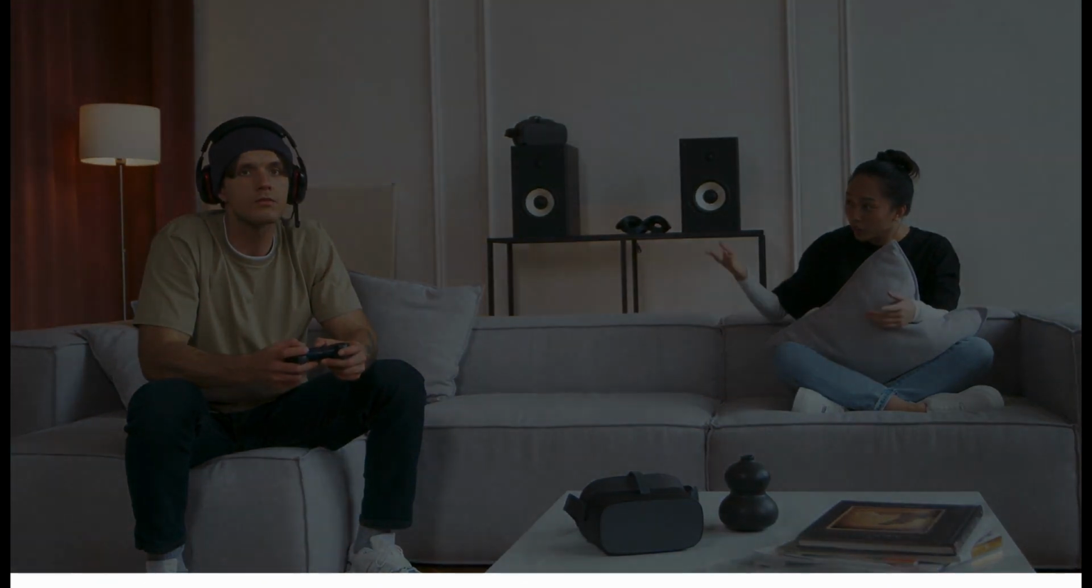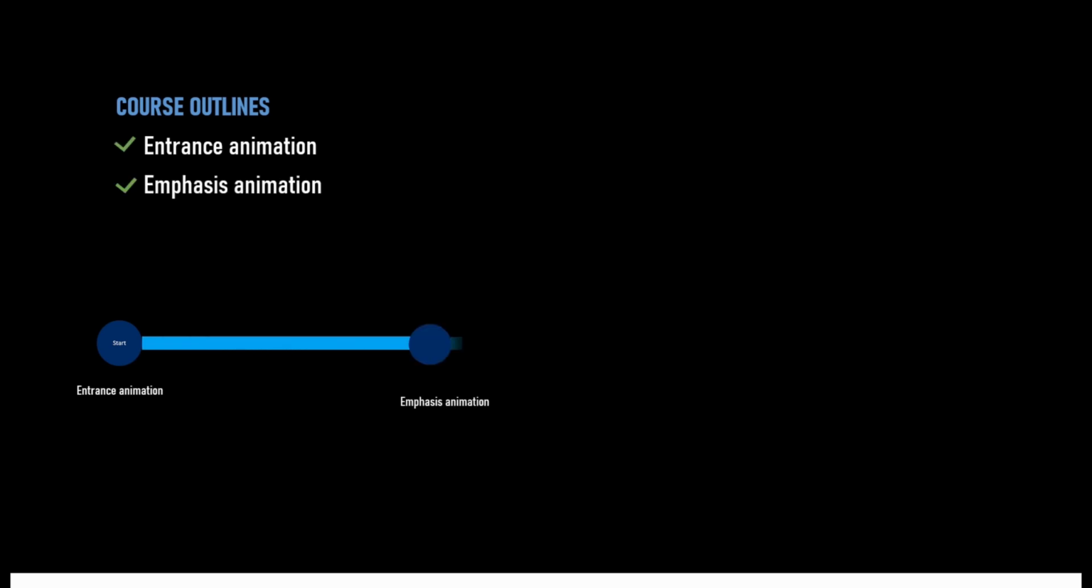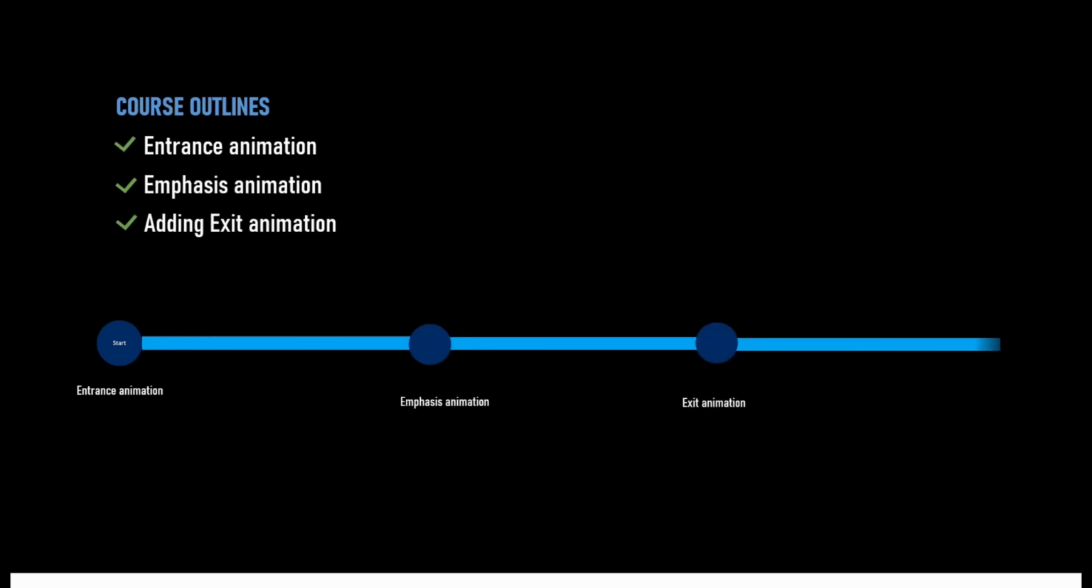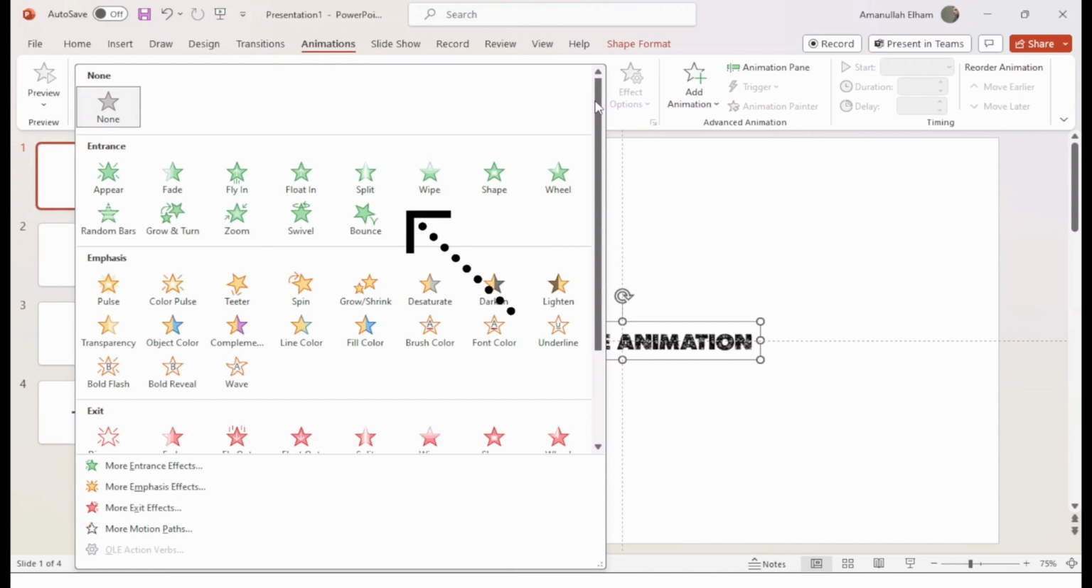Think of PowerPoint animations as the secret sauce that adds that extra zing to your presentations. They can be broadly classified into four categories: entrance, emphasis, exit, and motion paths animations. Entrance animations are your first impression makers. They determine how your content enters the slide. With a plethora of options available, your creativity is the only limit.